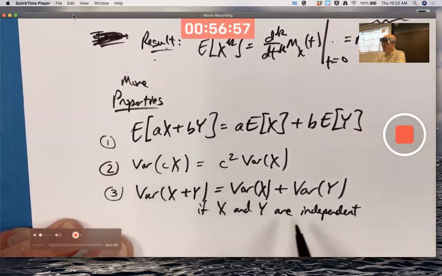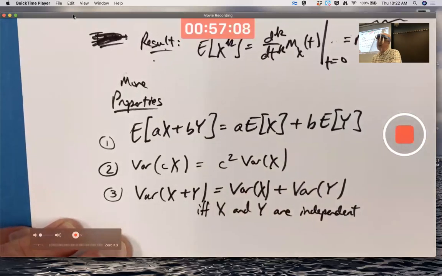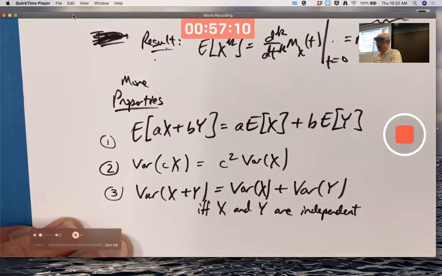This is true, but only if X and Y are independent. I could even say this is an if and only if. IFF stands for if and only if. It's not an official word, but it's a math word, shorthand for if and only if. If this is true, X and Y are independent. If X and Y are independent, then this is true.